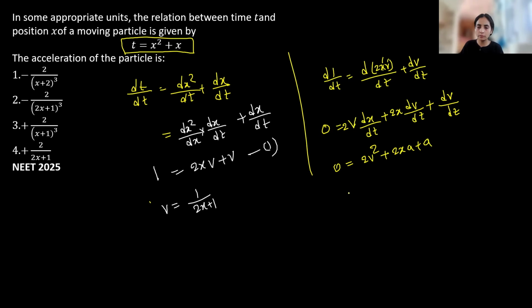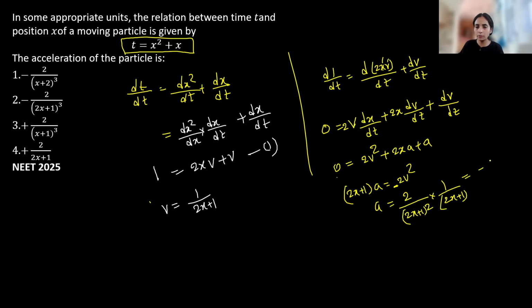So 2x plus 1 into a is equal to 2v square, okay? So a is equal to how much? 2v square. What will your v square be? 1 by 2x plus 1, squared. So 2v square divided by, there will be a negative sign here, because we have taken it to this side, so there will be a negative sign, and this into 1 by 2x plus 1.